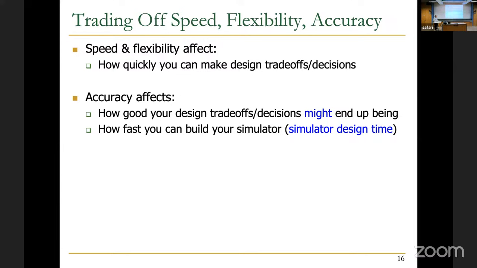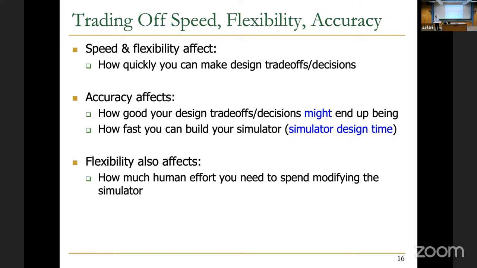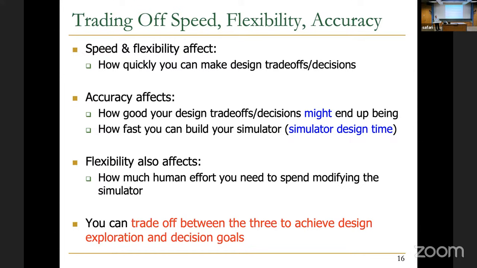So the accuracy limit that we are pushing for affects many design decisions in our simulator. And flexibility also affects how much human effort you need to spend to modify the simulator. So basically we can trade off between the three to achieve design exploration and decision goals. It's actually not possible to have a highly accurate, high speed, and highly flexible simulator all at the same time. So usually we need to sacrifice one of them for the other two.